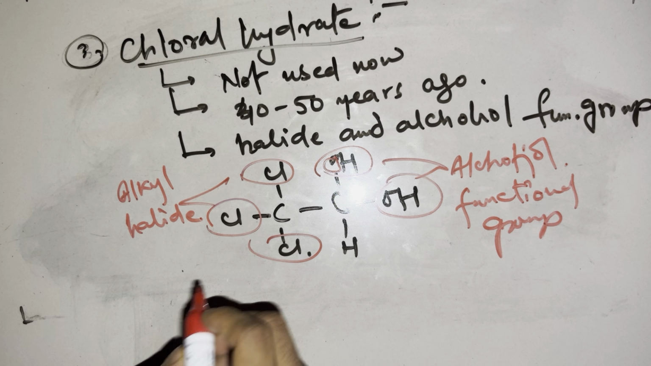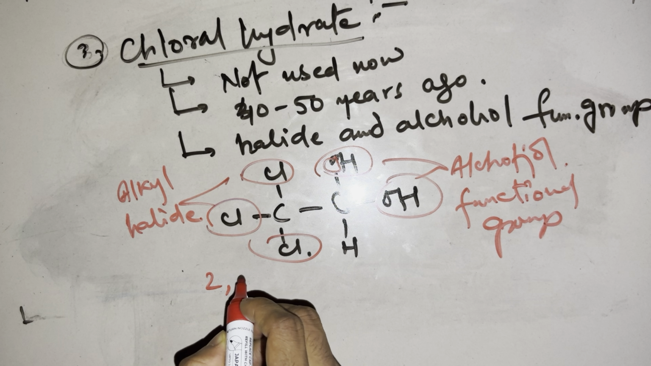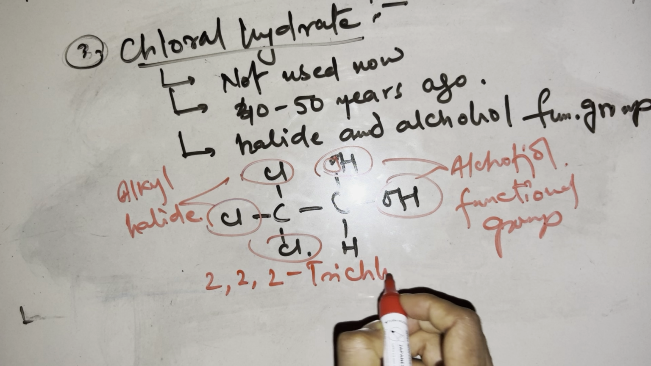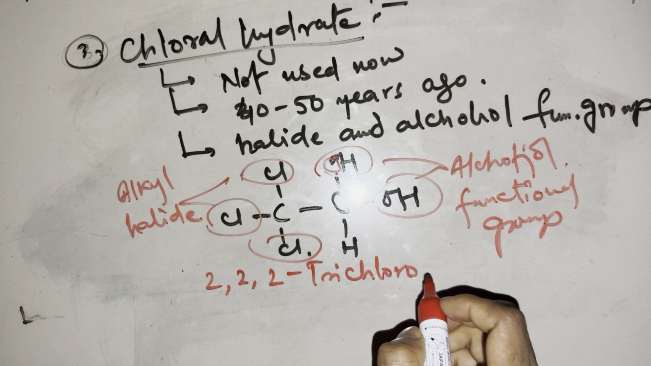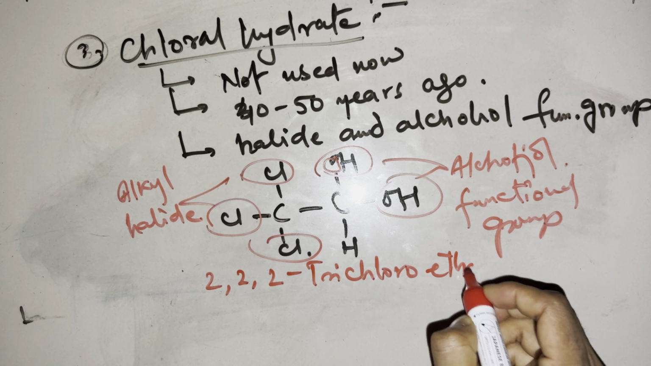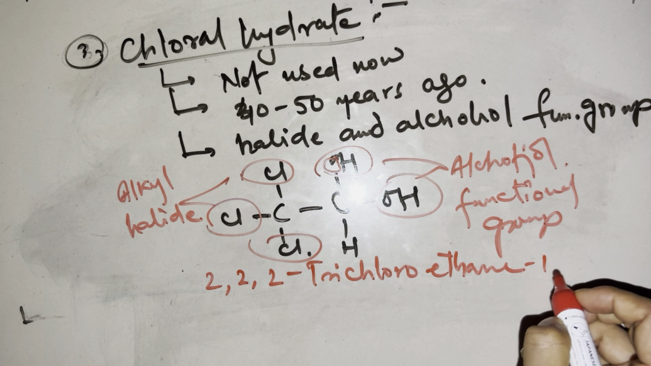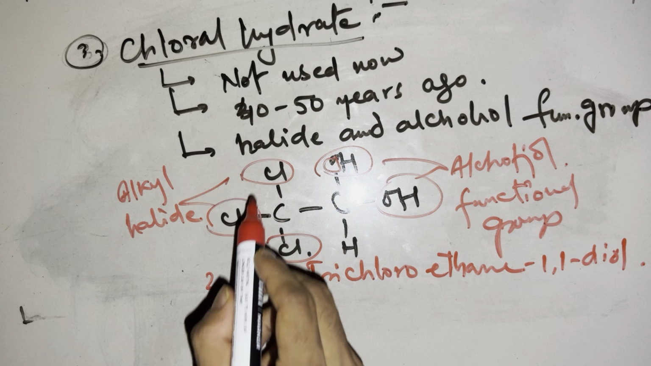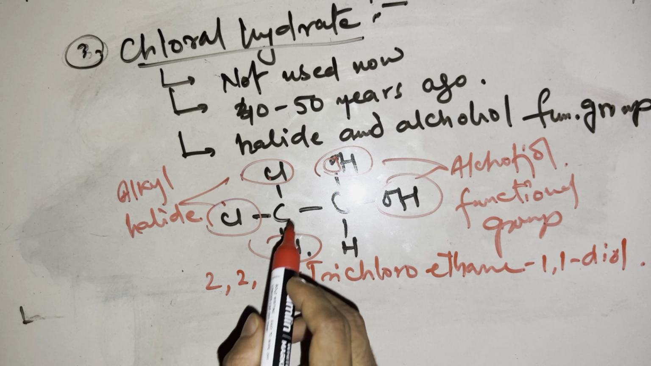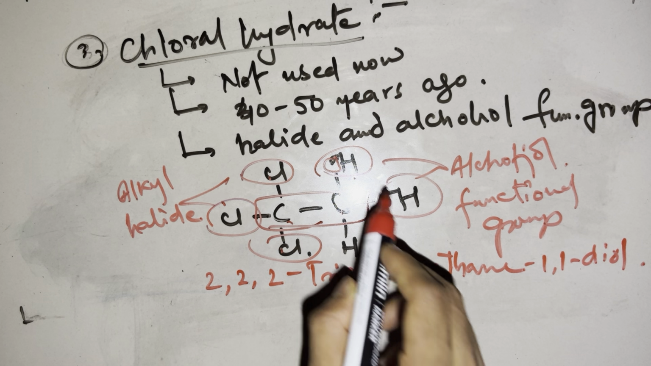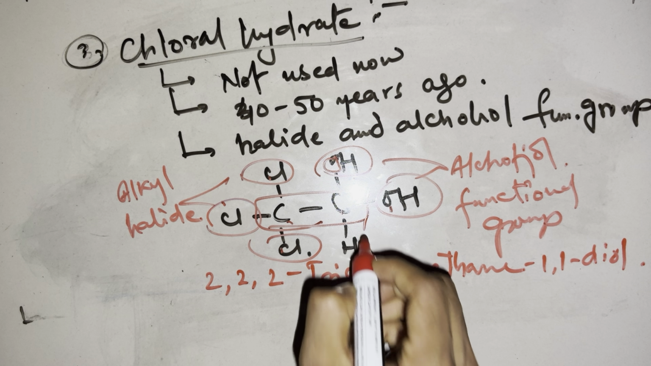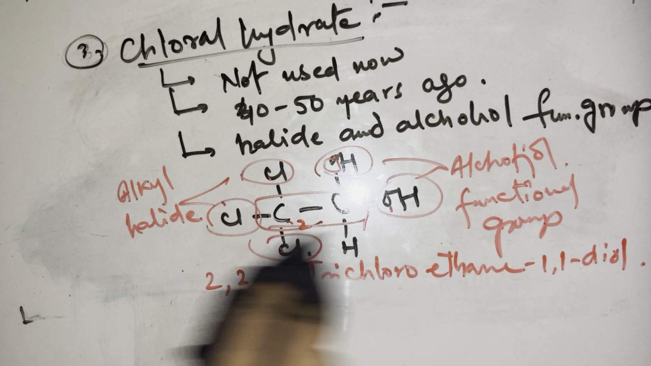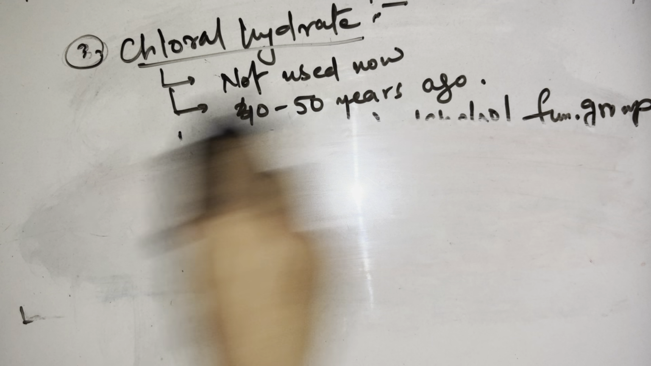Now what will be the IUPAC name? It will be 2,2,2-trichloroethane-1,1-diol. Okay. Next, the last compound we will see, that is peraldehyde.